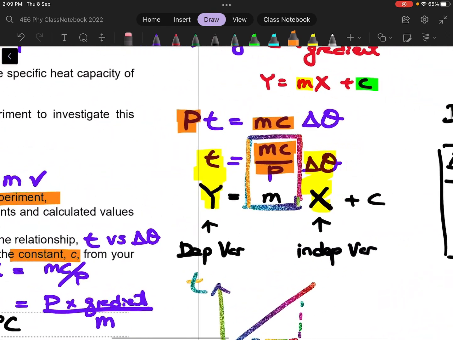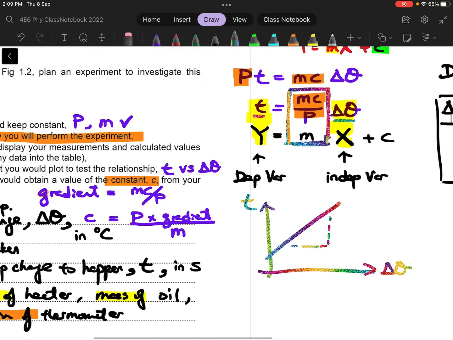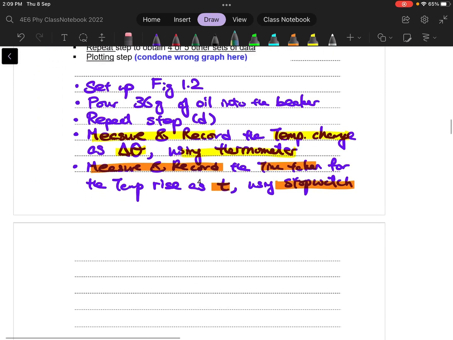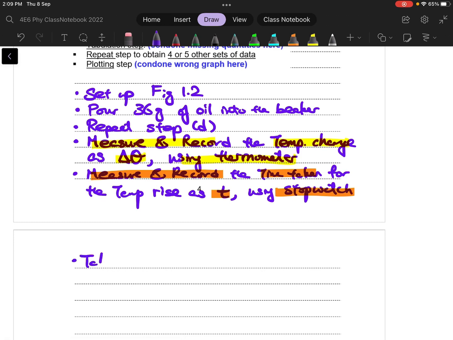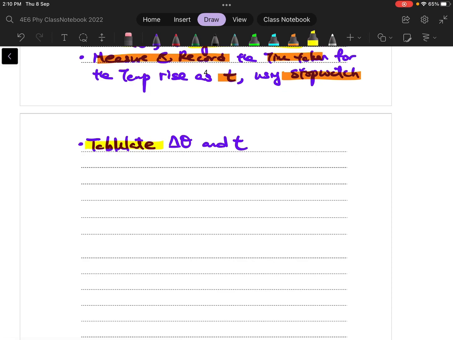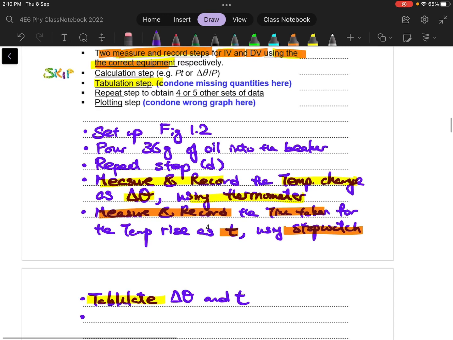right? Do I have any calculation step? I don't have it. I don't need to calculate anything, right? Because if I look at my equation, as long as I have T and I have delta theta, I can get a graph out. I don't need to calculate anything yet. So I think this step I can skip because I don't have anything to calculate. Then I need to put the data into a table, right? So then I will tabulate delta theta and T, and that will be enough. So I have my tabulation step over here, right? So now I have one set of data, right? So I need to get 5 sets of data.